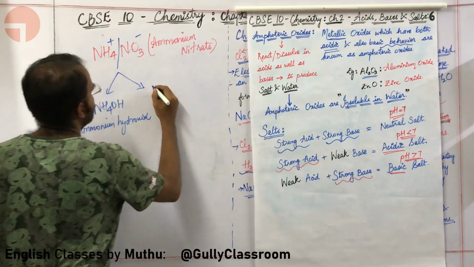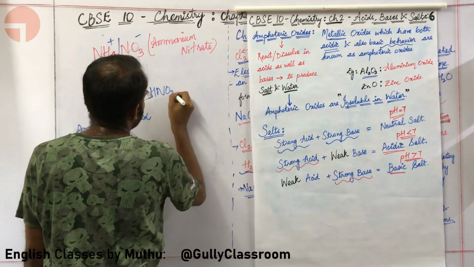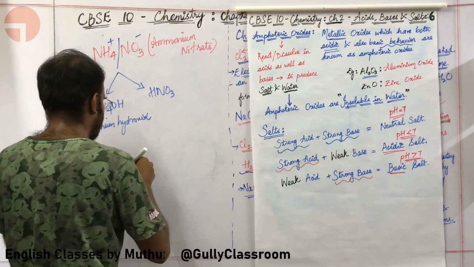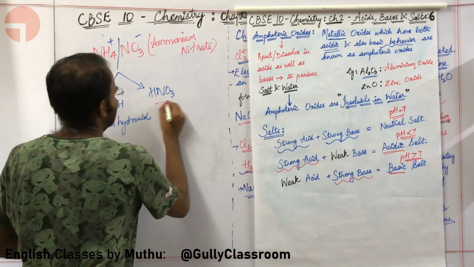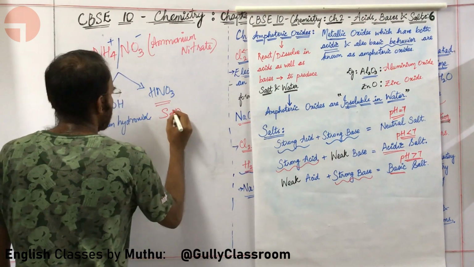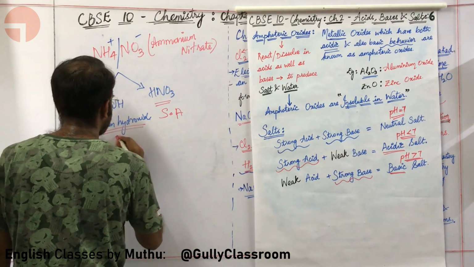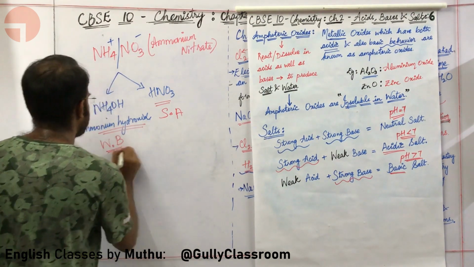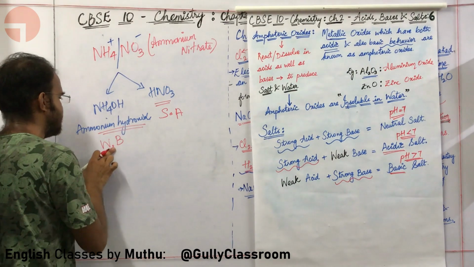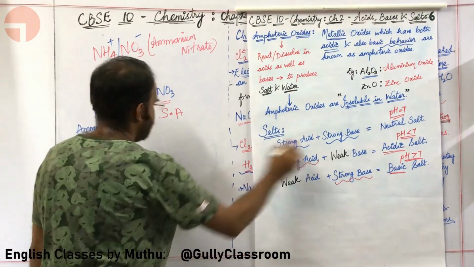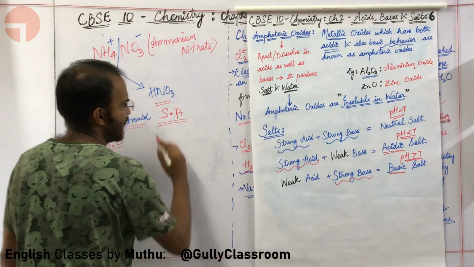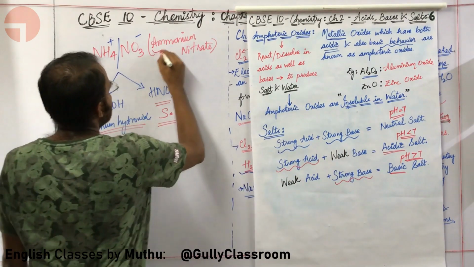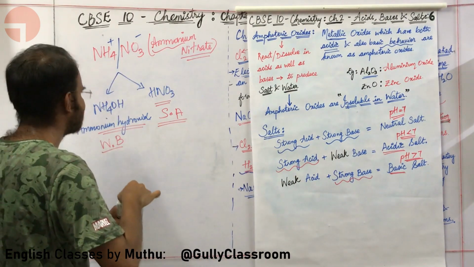Okay, sir. What about NO3? You will get NO3 from nitric acid. Here nitric acid is a strong acid, but ammonium hydroxide is a weak base. When a weak base combines with a strong acid, you get an acidic salt. So ammonium nitrate is an acidic salt.